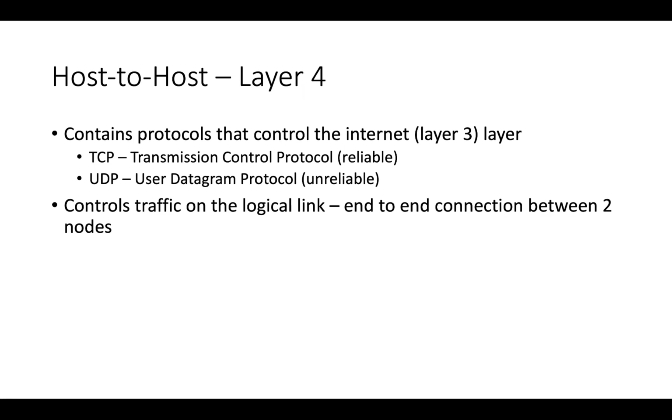The host-to-host, or Layer 4, contains protocols that control the Internet, or Layer 3, layer. The Transmission Control Protocol, considered reliable, resides here, and the User Datagram Protocol, considered unreliable, resides here. We will go into details of TCP and UDP in another session. The host-to-host Layer 4 also controls traffic on the logical link, an end-to-end connection between two nodes.